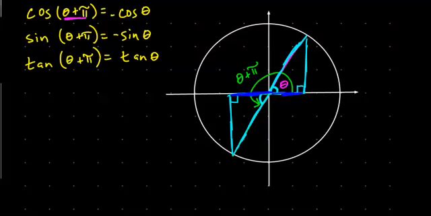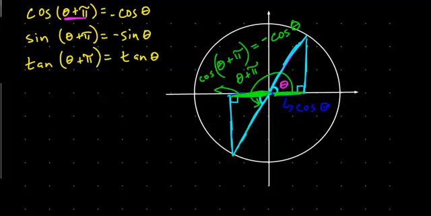But this side here is cosine of theta. Okay? And this side here is cosine of theta plus pi. So they're equal in magnitude, but we know that this is the negative direction, opposite of this side, so it equals negative cosine theta. Okay? So cosine of theta plus pi is negative cosine theta.